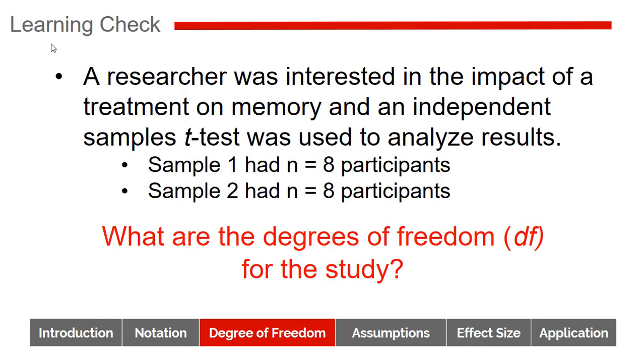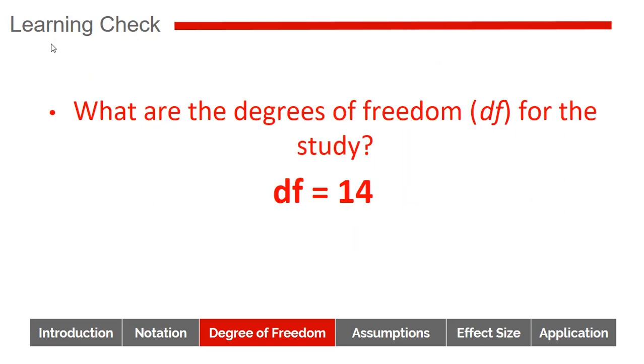A researcher was interested in the impact of a treatment on memory, and an independent samples t-test was used to analyze results. Sample 1 had 8 participants, and sample 2 had 8 participants as well. What are the total degrees of freedom for this study? Well, let's think about that. What are the degrees of freedom for sample 1? 8 minus 1. What are the degrees of freedom for sample 2? 8 minus 1. That gives us a total degrees of freedom of 14.